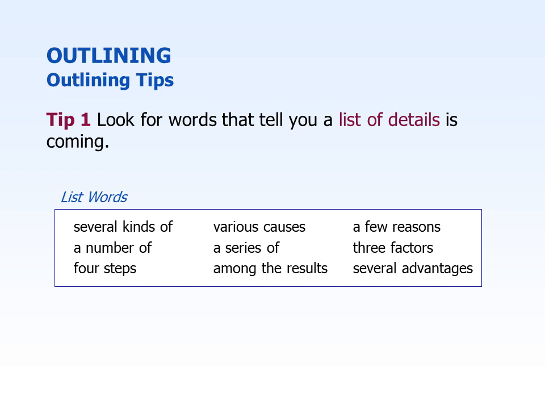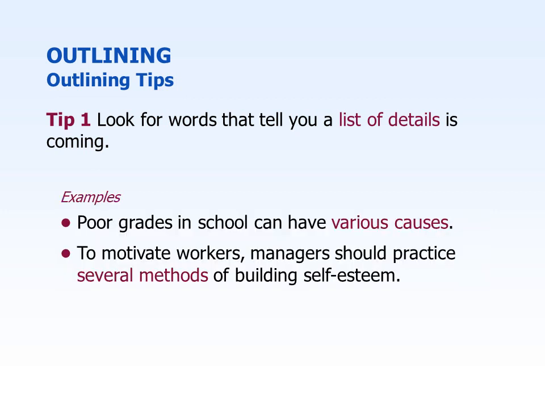So remember the list words that tell you that this is the main idea. A list of details is coming. Several kinds of, a number of, 4 steps, 3 steps, various causes, 3 causes, a series of, among the results, a few reasons, 3 factors, some factors, several advantages, 2 advantages. Those are all clues that this is the main idea. So tip 1 is to look for words that tell you a list of details is coming. In these 2 sentences, we see various causes and several methods. Those are the clue words. That means that's the main idea.